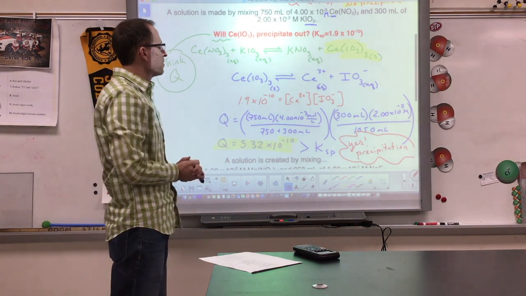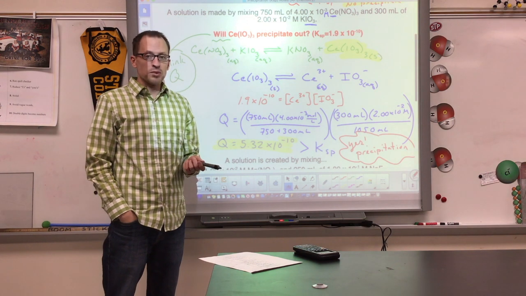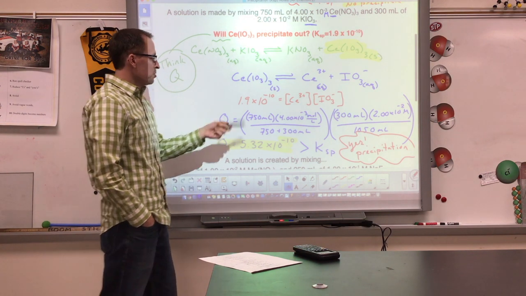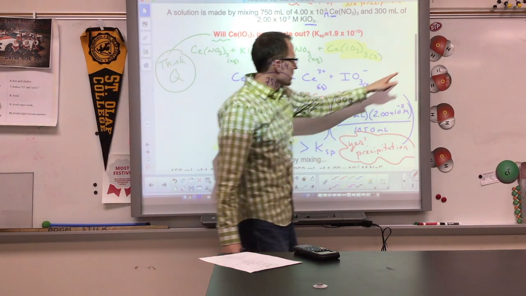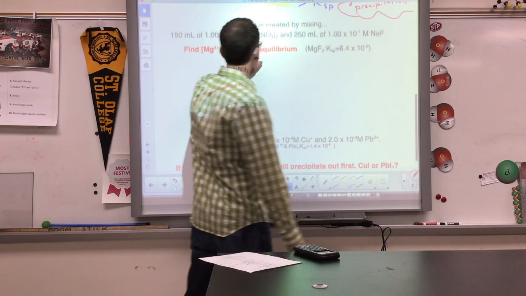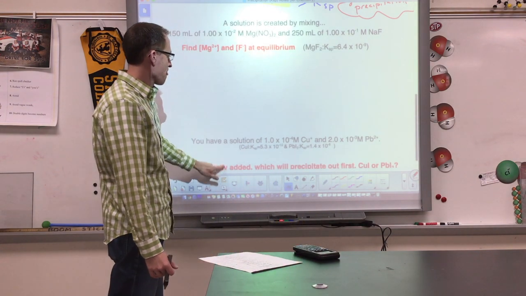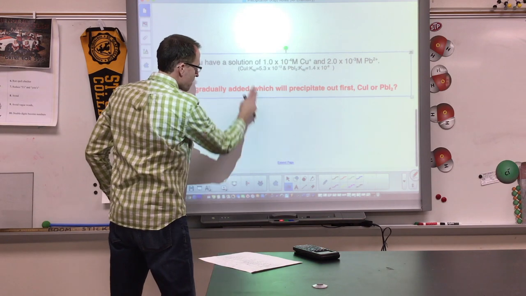Okay, so whenever you ask if it's going to precipitate or not, if you're ever asked to predict in any equilibrium problem, you are always going to solve for Q. Okay, let's go to the next kind of problem. We're going to just quickly get this down way lower.